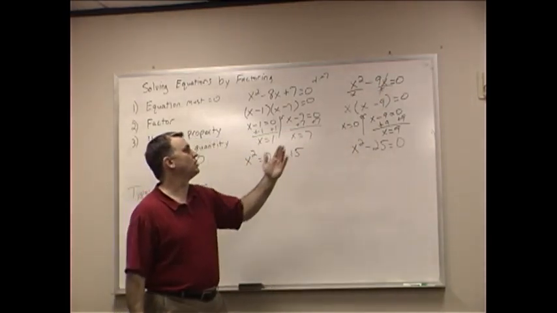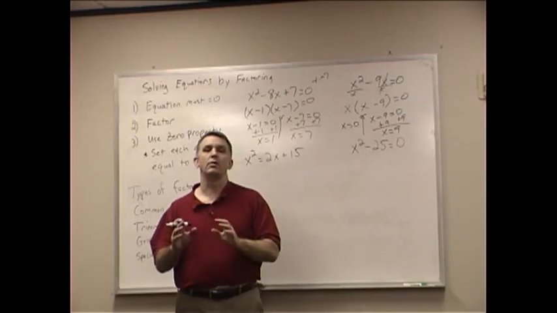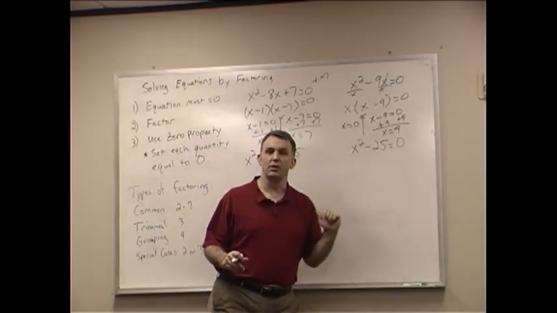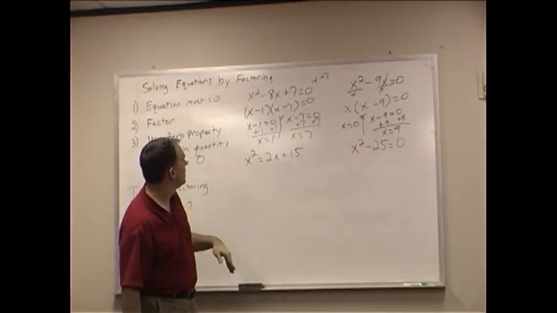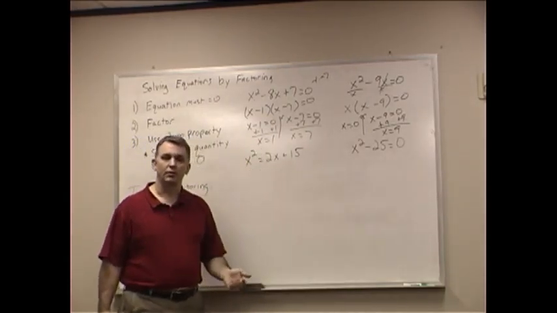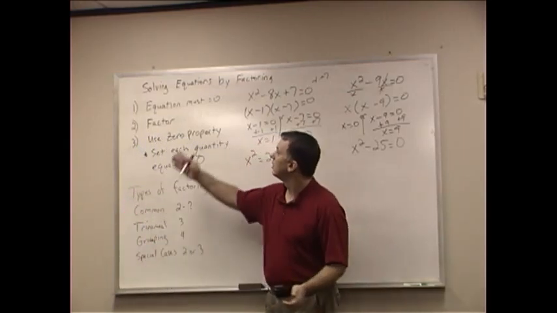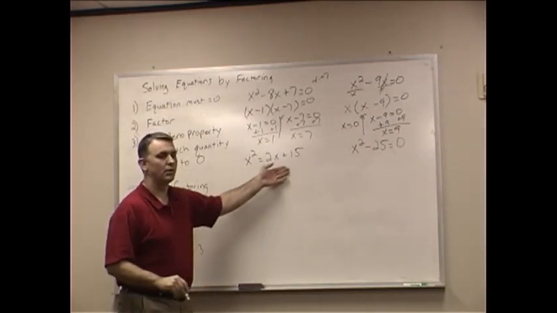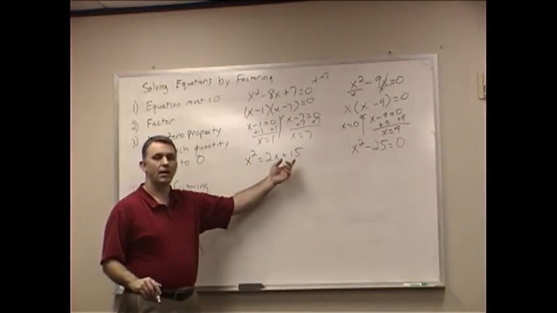So I'm not going to bother checking any more of these, but I just wanted to point out that if you're not sure, you can always resubstitute it in just to check your answer. All right, so now I've got x squared equals 2x plus 15. Equation must equal 0. So what are we going to do? We have to get everything over.